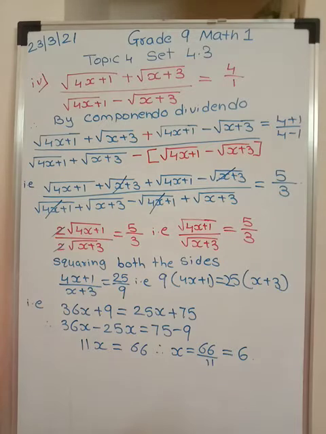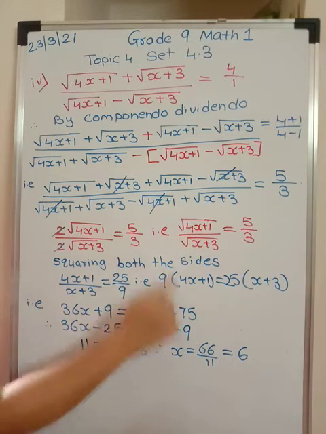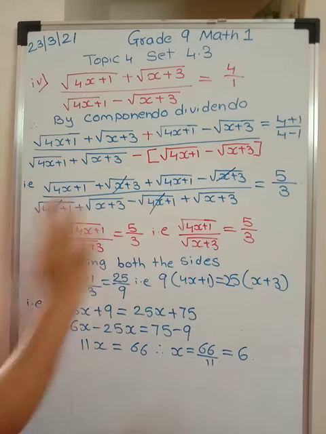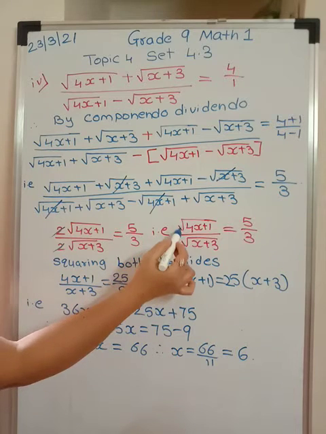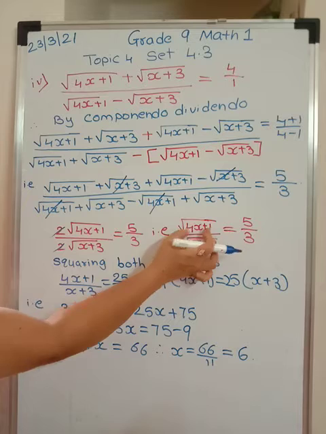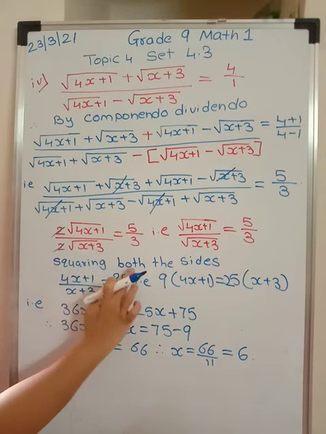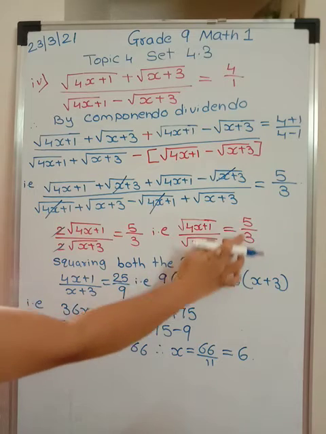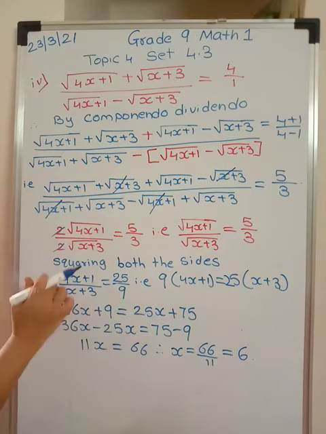Now see students, when there is square, we take square root. But now here it is square root and we want to get rid of the square root. So we are going to square. Are you understanding me? Squaring both the sides will get rid of the square root sign. So we are going to get only 4x plus 1 upon x plus 3. But we are squaring both the sides. So this side should be square. 5 square is 25, 3 square is 9. So we got rid of the square root sign.